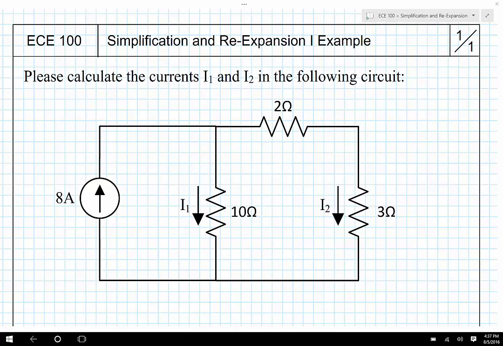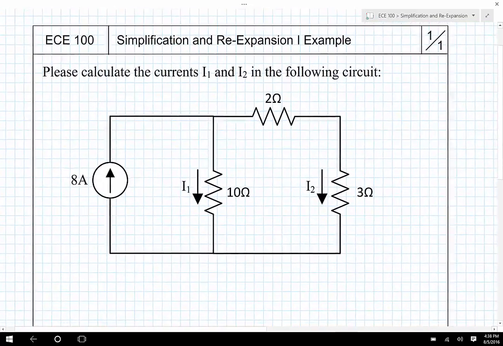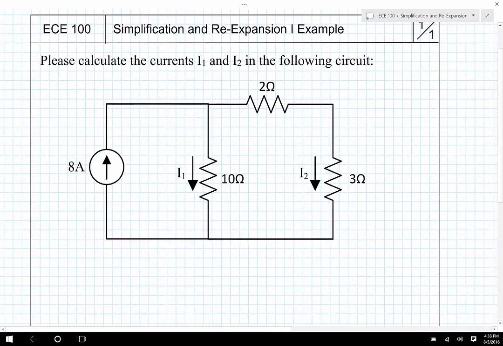So here's the first of three examples of simplification and re-expansion that we're going to look at today. In this case, we're given a circuit that has three resistors and a current source. We're asked to calculate I1 and I2. Actually, it turns out this circuit's even simpler than the ones that we did in the examples because we're not going to need to do a re-expansion. We can just do a simplification stage.